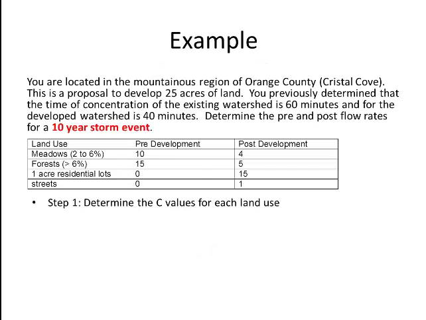Let's start an example. I'd like you to finish this in class, but we're given a location in the mountainous region of Orange County. There is a proposed development on 25 acres of land. You previously determined the time of concentration of the existing watershed as 60 minutes, and for the developed watershed is 40 minutes. I want you to determine the pre and post flow rates for a 10-year storm event. So the first step is to determine all your C values.